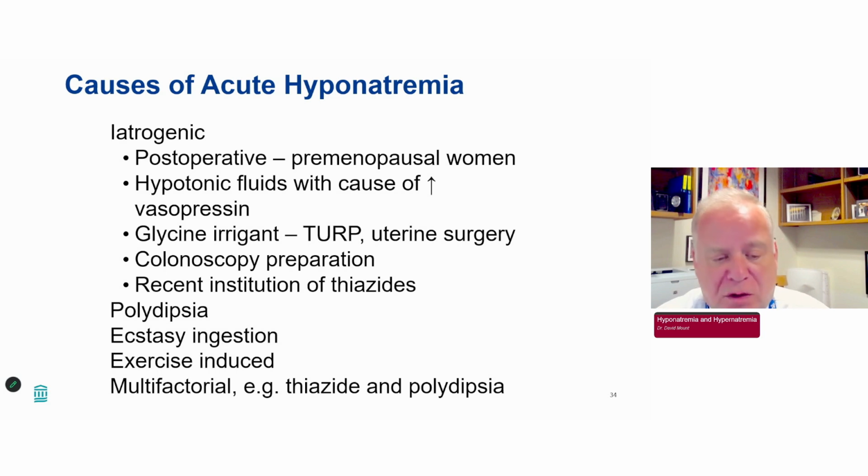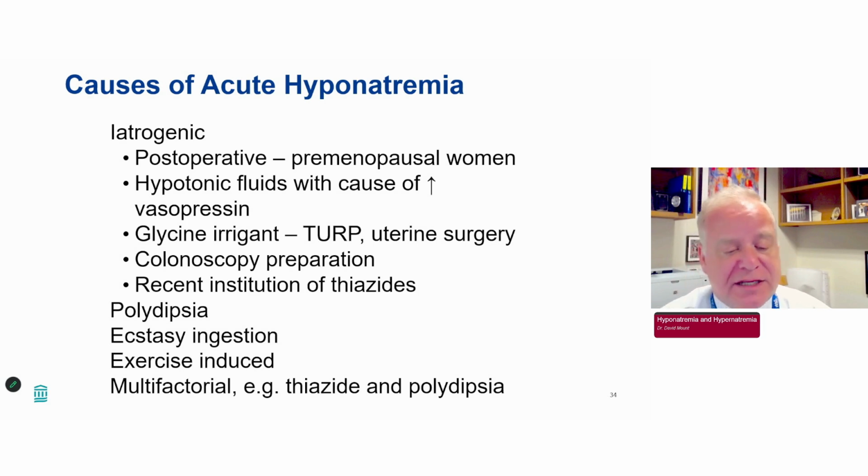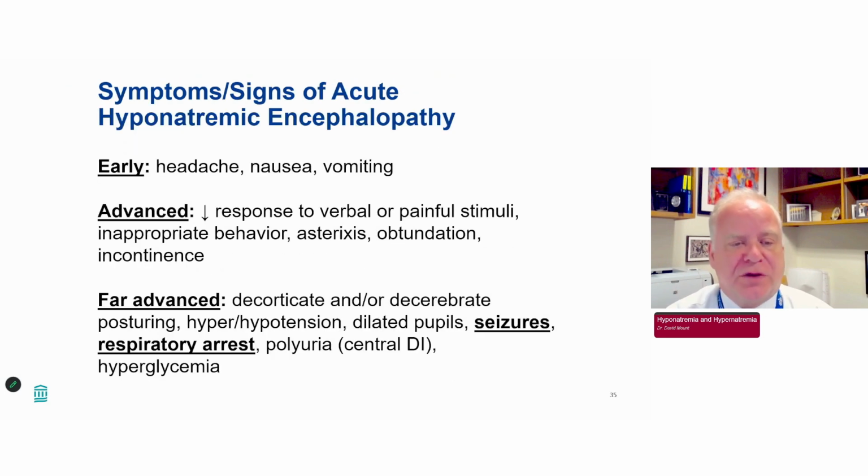You can see it after colonoscopy preparation, and you can develop hyponatremia within 24 hours of taking a thiazide. Polydipsia can do it, ecstasy ingestion, exercise-induced hyponatremia. There's an increase in IL-6 in marathon runners that's thought to play a role. Or it can be multifactorial. A patient on a thiazide who is polydipsic might be hypokalemic as well. But there is a separate set of causes for acute hyponatremia.